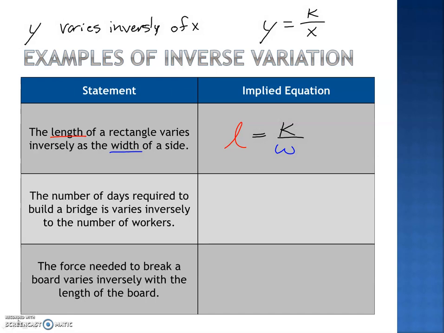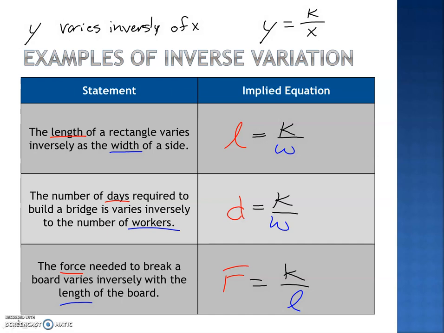Okay, so go ahead and pause the video and try to do these other two examples. Okay, hopefully you had that pause. The number of days required to build a bridge varies inversely as the number of workers. So we could do days equals k divided by the number of workers. And then again, the force needed to break a board varies inversely as the length of said board. Okay, so there are some examples of writing the inverse variation equation.